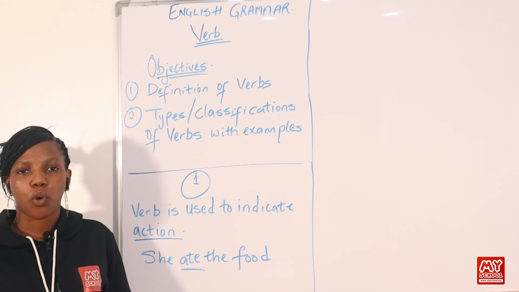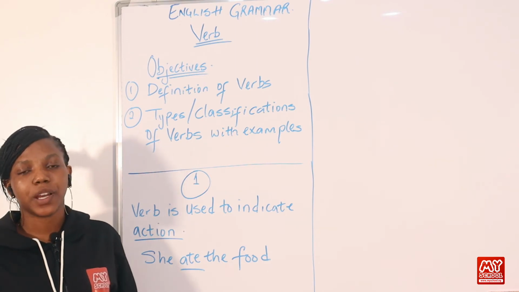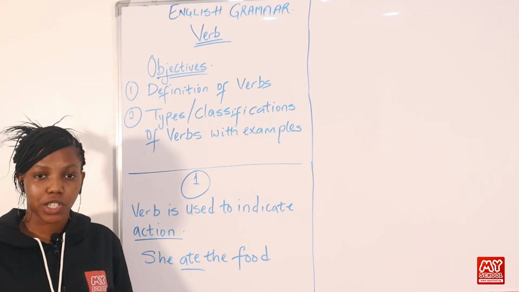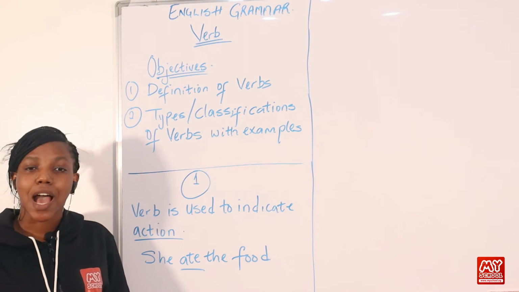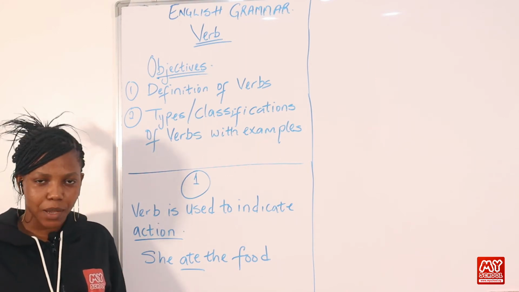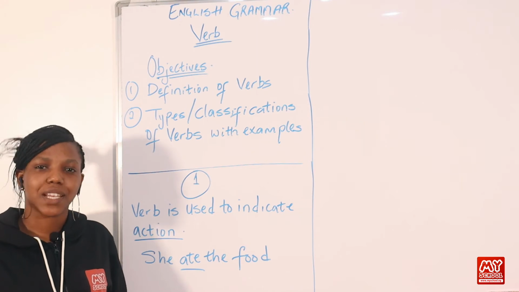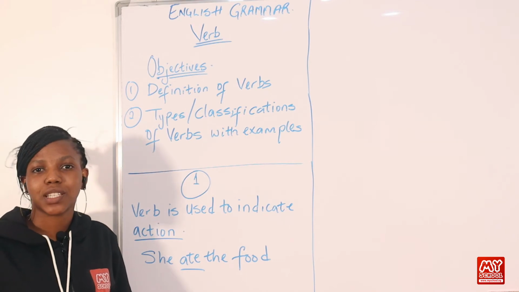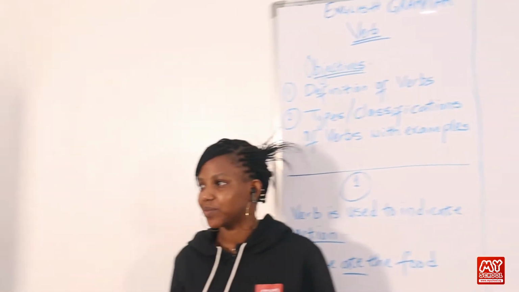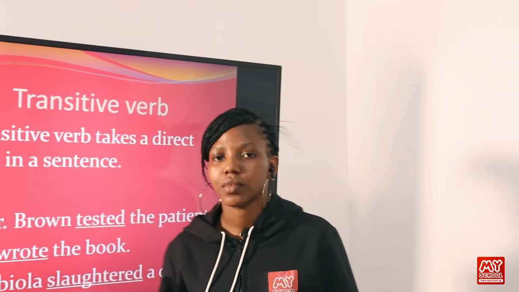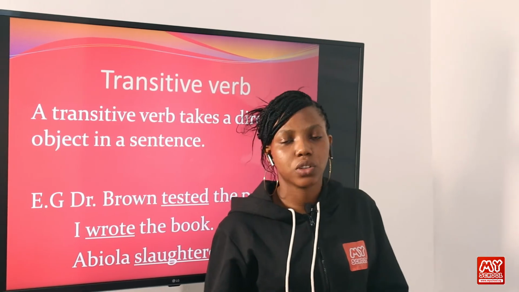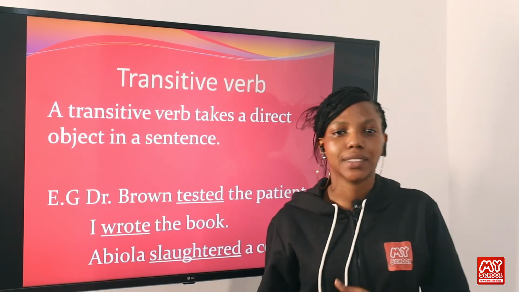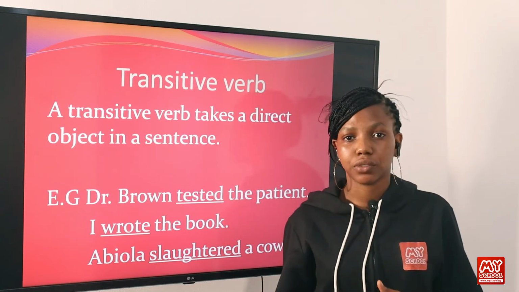Now there are various types of verbs. Okay, the verb in English is complex in terms of classification and types. But the good news is I will be simplifying all the types or all the classifications with examples in sentences. Now let's move to the second objective using the visual display. So the first classification or the first type we'll be looking at is the transitive verb. The transitive verb. Now what is a transitive verb?